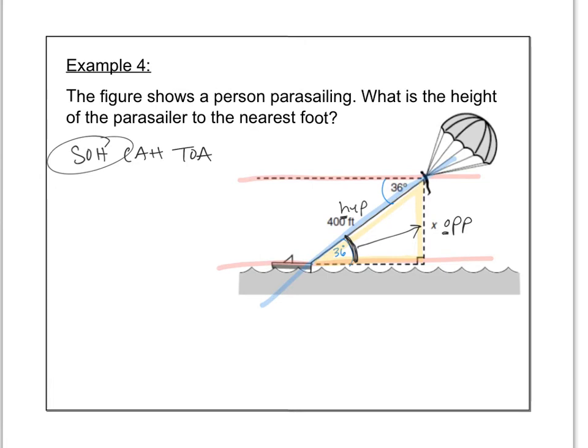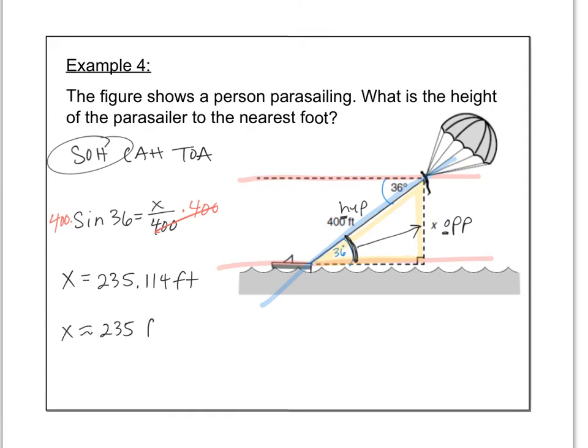You should pick SO. So you're going to do sine of 36 equals opposite, which is x, over hypotenuse, which is 400. Then you can solve it by getting rid of that 400. So multiply both sides by 400. These will cancel out, and then it's just a matter of typing it in your calculator. So x will equal 235.114 feet. But if you read the question carefully, it does say round to the nearest foot. So x is approximately 235 feet. That guy's way up there. Whew, I don't know if I could do that, parasailing.